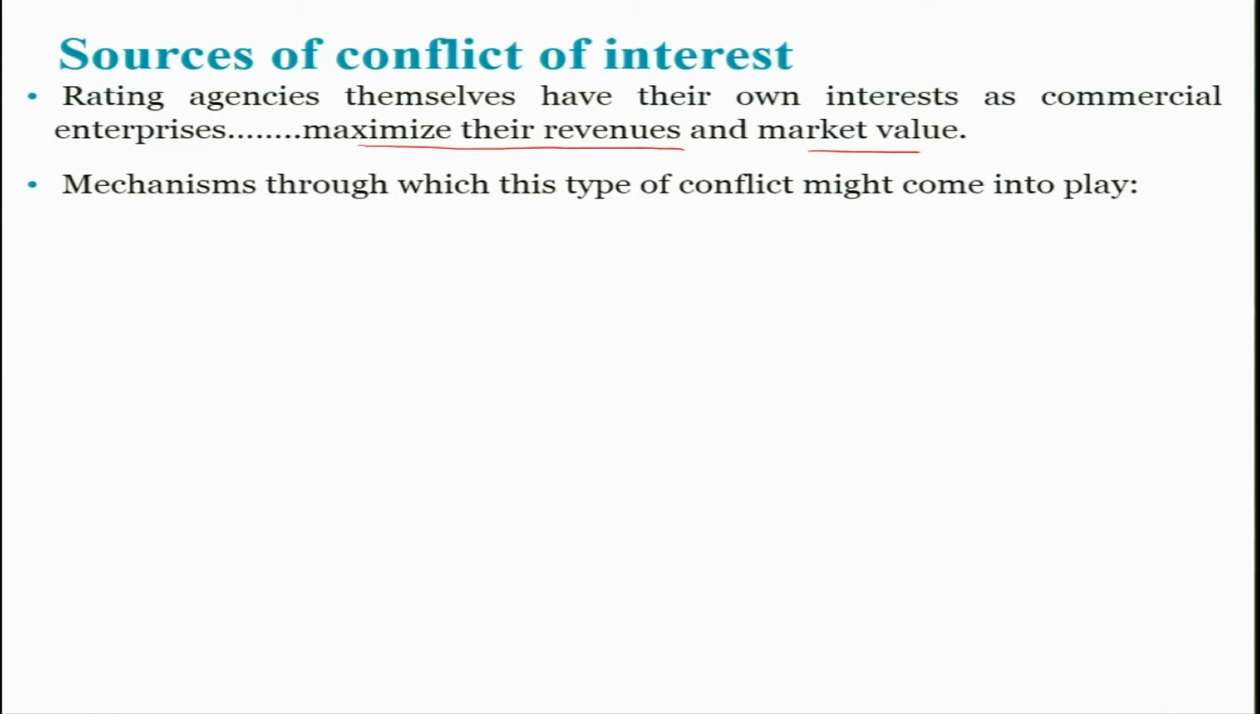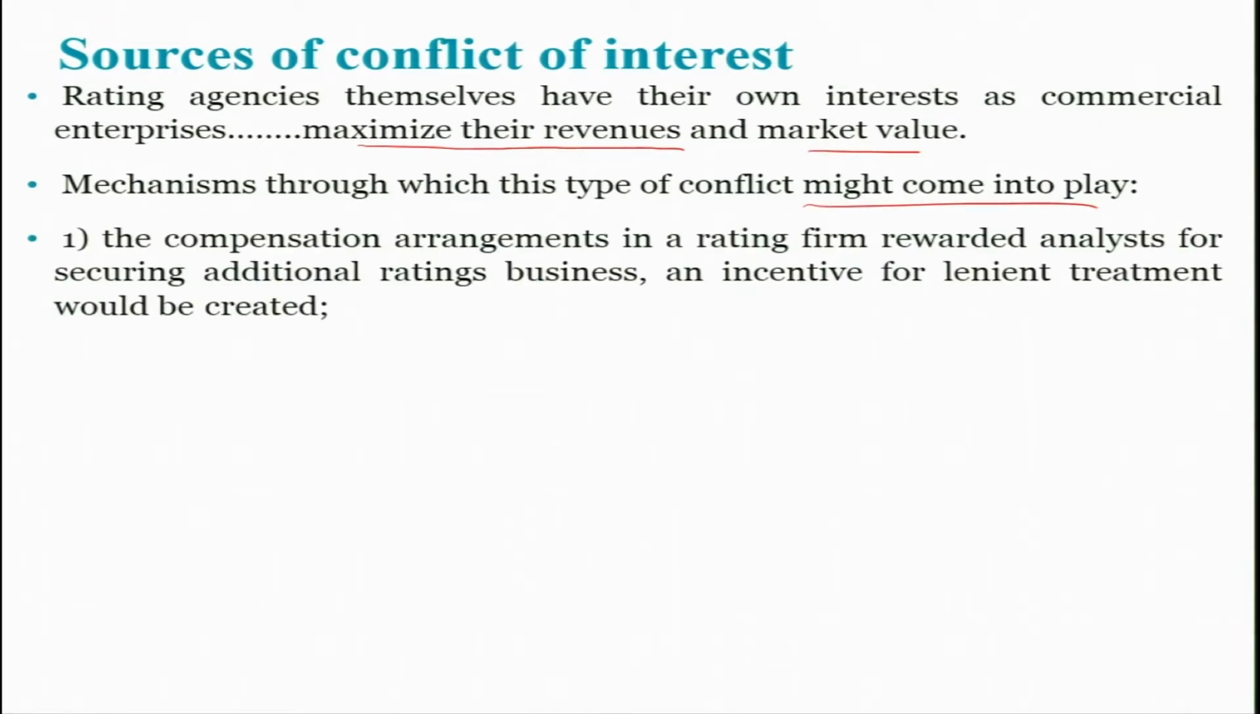So let's see the mechanism through which this type of conflict might come into play. One is the compensation arrangements in a rating firm. If analysts are rewarded for securing additional rating business, an incentive for lenient treatment would be created.